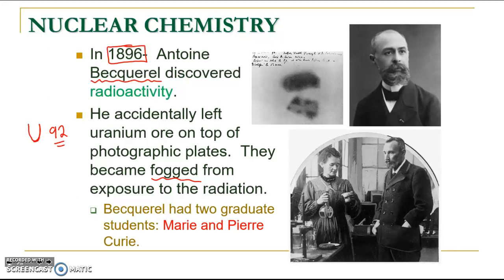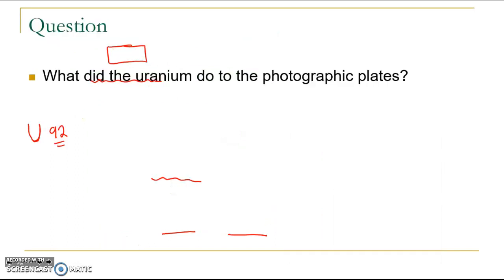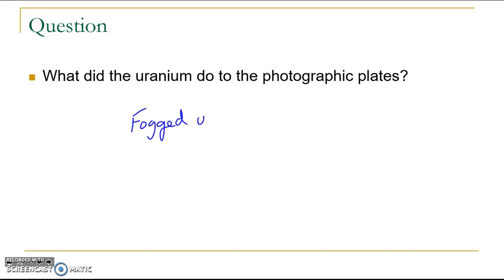Becquerel had two students that helped him, Marie Curie and Pierre Curie. So we're going to learn about them a little bit later too. And at the end of Unit 17, once we take our test, there's going to be a project that we do, and some of you may be studying Marie and Pierre and possibly Antoine Becquerel too. All right. What did the uranium do to the photographic plates? Well, he left it on there, and the plates became fogged up. And that's how he knew that something was up. It wasn't right. He had never seen anything like it before.